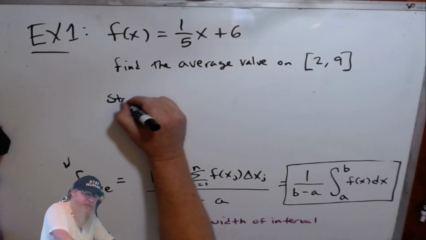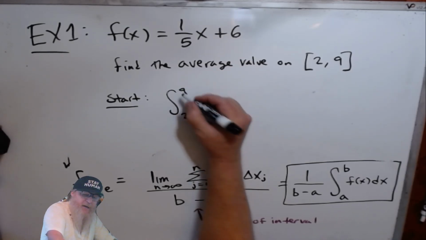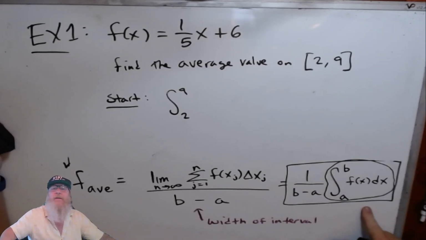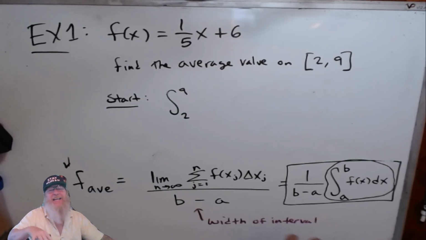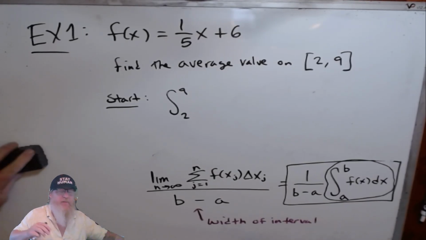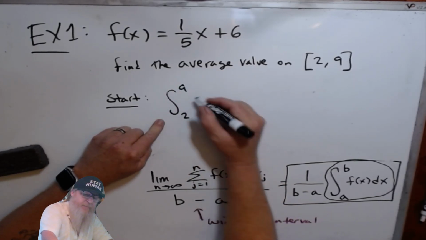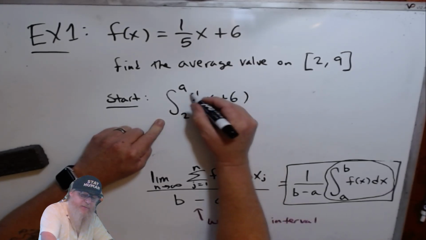Okay, so let's go ahead. This is example 1. We'll start with the integral from 2 to 9. So I usually start with just this part. Now you could do the whole thing all at once, but I've laid it out like this so that you can do it step by step. From 2 to 9 of 1/5 x plus 6 dx.